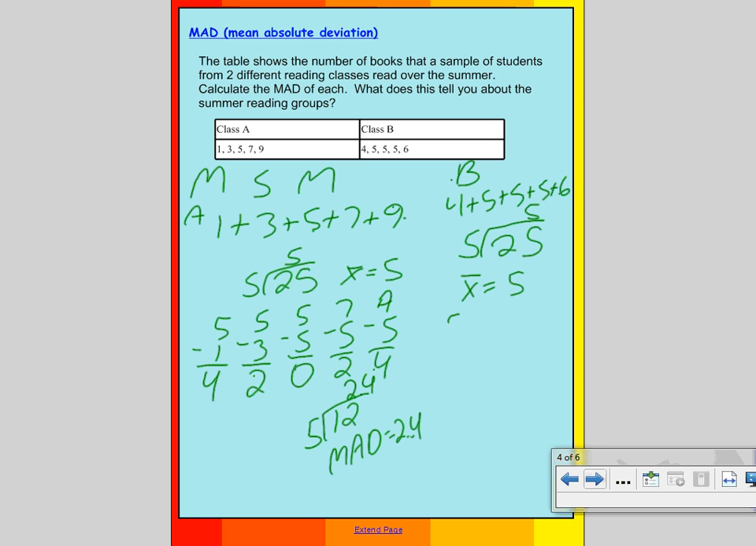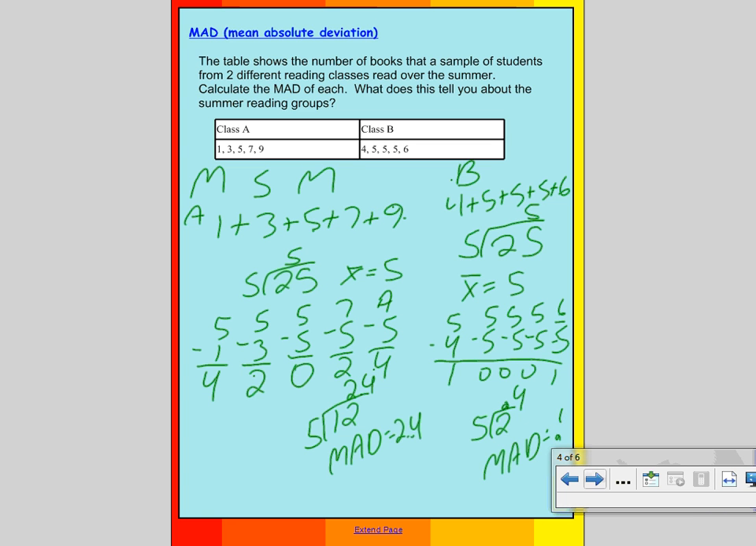Alright, so we got 5 minus 4. Subtract our mean from our original number. 5 minus 5, 5 minus 5, 5 minus 5, 6 minus 5. Will give me 1, 0, 0, 0, and 1. 1 plus 1 is 2, divided by 5 equals 0.4. So, MAD is 0.4.